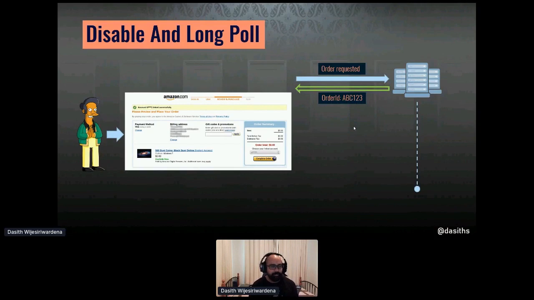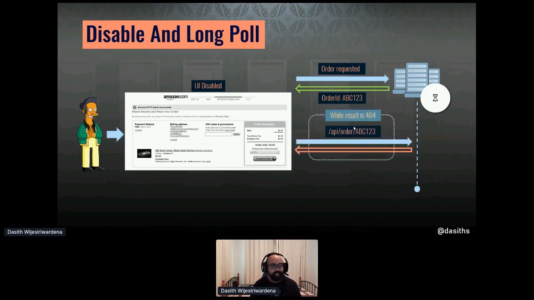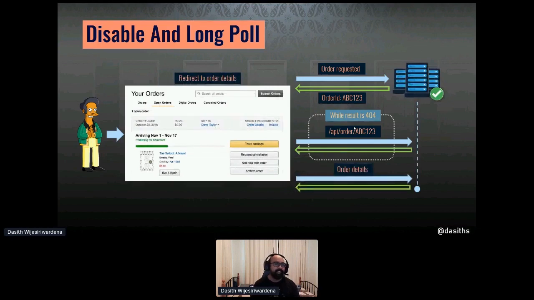In this example, we make the order, we get an acknowledgement with the order number back. And as soon as we get the acknowledgement, we disable the UI. Meanwhile, the backend is propagating that change to all the nodes. While it's doing it, we are hitting the server every X number of seconds, seeing whether the order is being created. And if the order hasn't been created, we still keep it disabled. But after a while, when things propagate and the order is confirmed, we redirect the user to the order details page. Very simple.